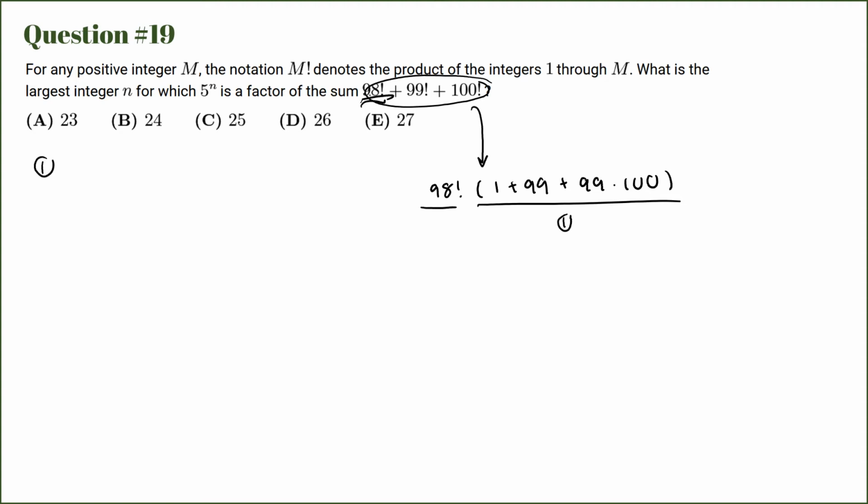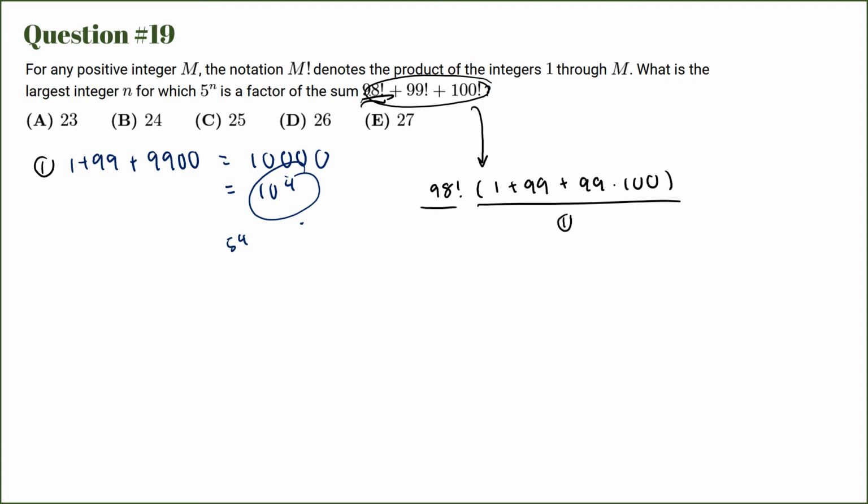Okay, so first of all, 1 plus 99 plus 9900 equals this. What am I forgetting? 10,000. So this would equal 10 to the power of 4. How many 5^n's could be a factor of this? That would be 5 to the 4th being the max.